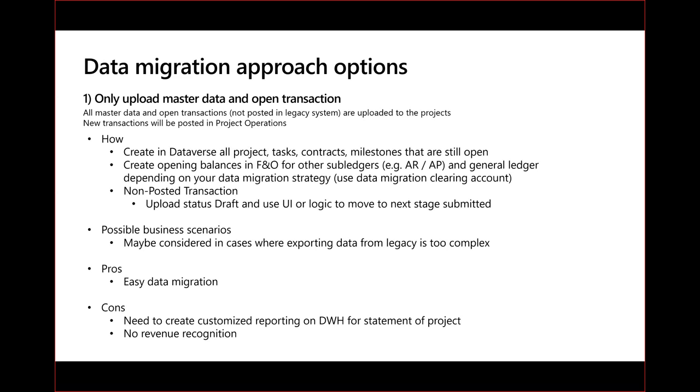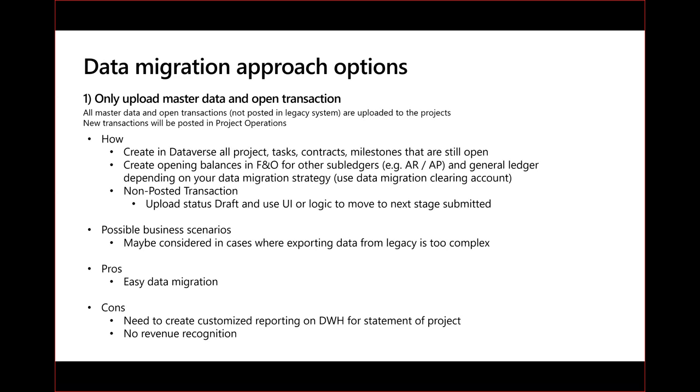First of all, in Dataverse, we're going to create projects, tasks, contracts, and milestones for all the things that are still open. And then, as for any other data migration, we would create opening balances in finance and operations for all other subledgers. So not project subledgers, for instance accounts receivable, accounts payable, general ledger, depending on the data migration strategy.